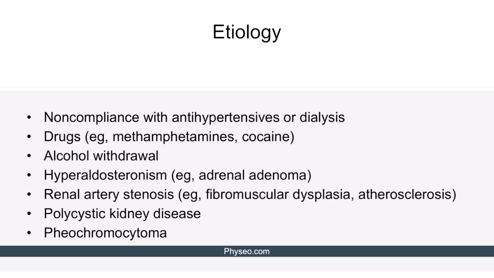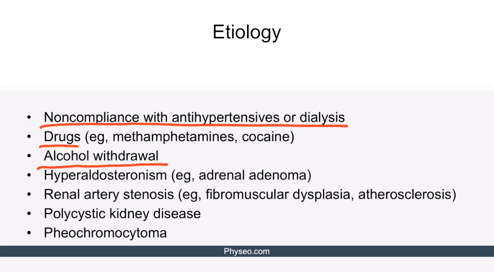This slide includes the most common etiologies of hypertensive crisis, but it is by no means meant to be exhaustive. The key here is to be familiar with these associations, not memorize every possible etiology of severely elevated blood pressures. With that in mind, let's go through these one by one. Noncompliance with antihypertensives should be intuitive, and noncompliance with dialysis leads to hypertension due to volume overload. Drugs with sympathomimetic effects, such as methamphetamines or cocaine, exacerbate hypertension by stimulating systemic vasoconstriction.